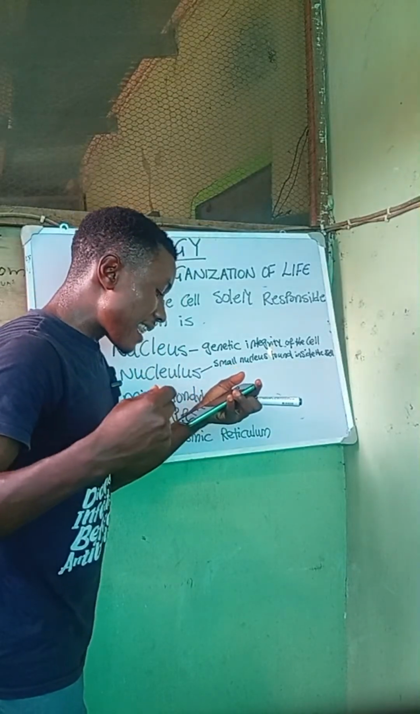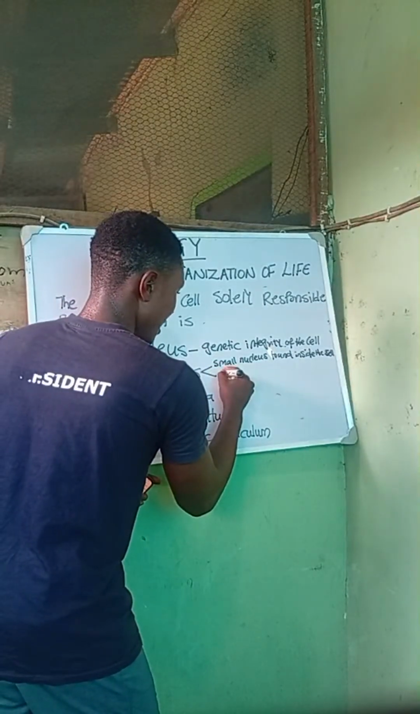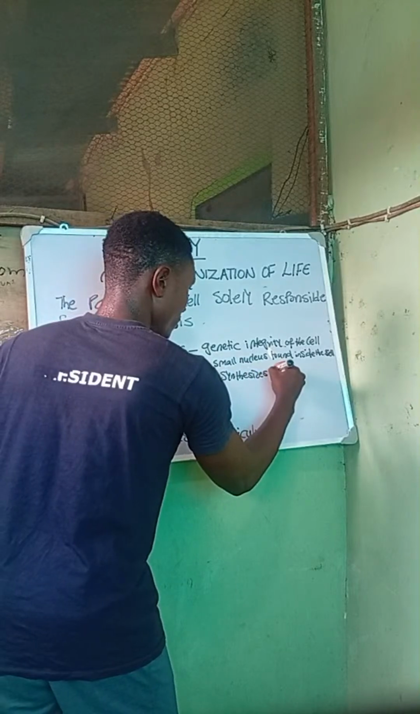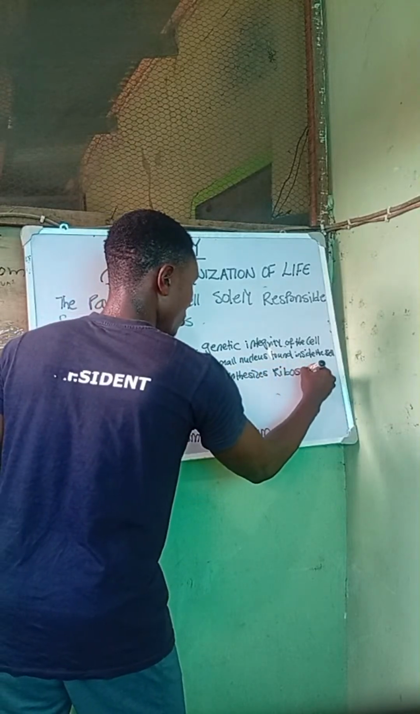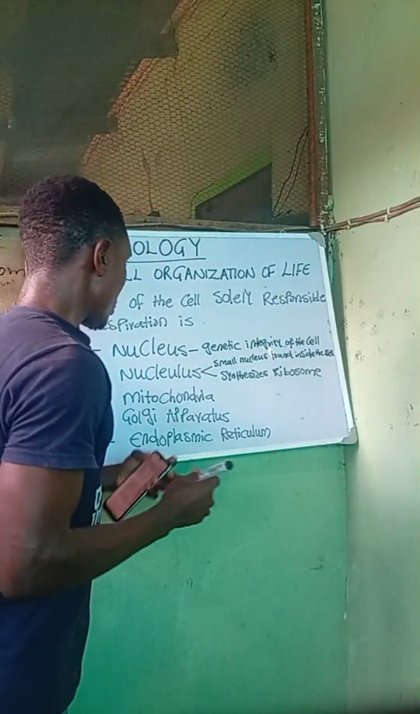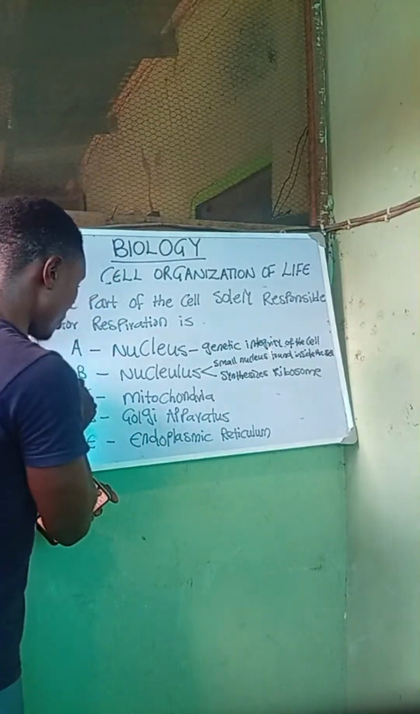And it synthesizes what? Ribosomes. That is a function of the nucleus. Right? So we have gotten the nucleus. The correct answer here is C.